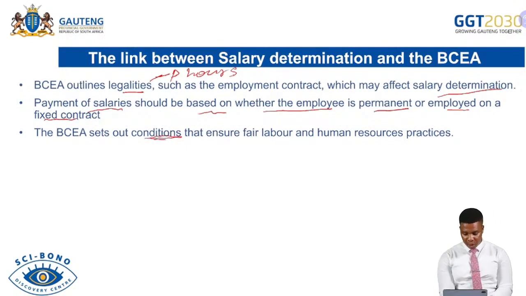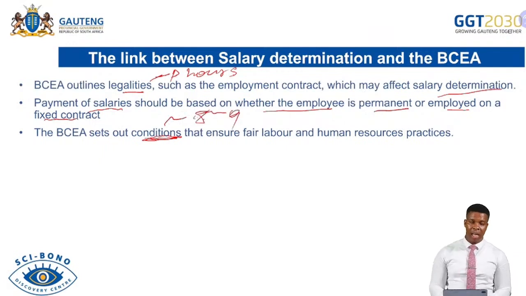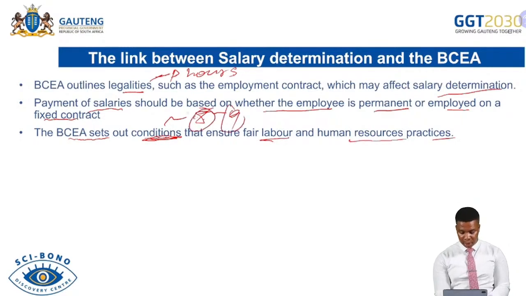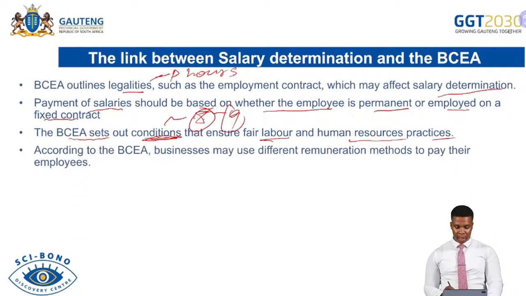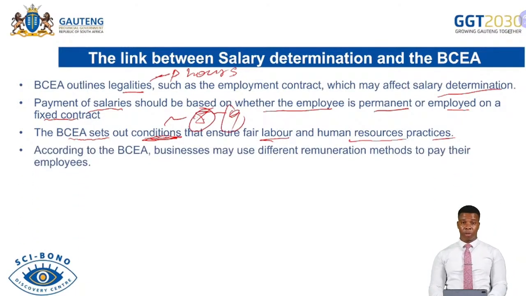Those are the conditions set out by the Basic Conditions of Employment Act, to say a worker should work at least 8 to 9 hours depending on the number of days they are working. These basic conditions ensure that fair labor and human resource practices are there. So that is the link, to say even the hours are determined by the Basic Conditions of Employment Act, which implicates the salary determination.